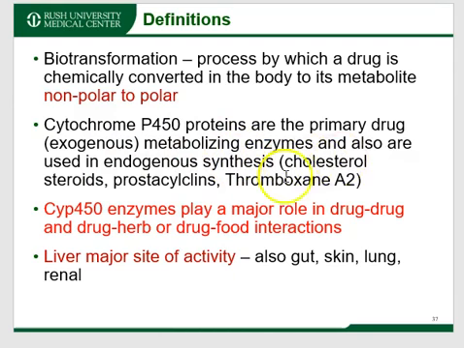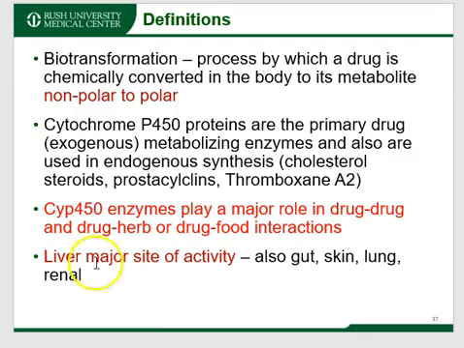Endogenous substances include cholesterol, steroids, prostaglandins, prostacyclins, and thromboxanes. These are also biotransformed by these same enzyme families. And so interactions with these enzymes play major roles in drug-drug interactions, drug-herb interactions, and drug-food interactions. And so when the pharmacy talks about these particular drugs or these particular drugs and herbs having an interaction, this is more often the interaction that they're discussing.